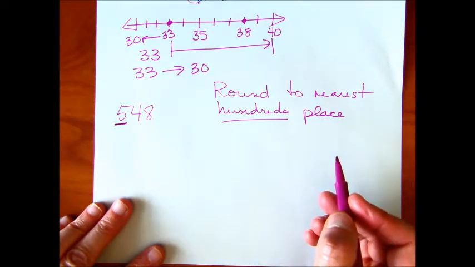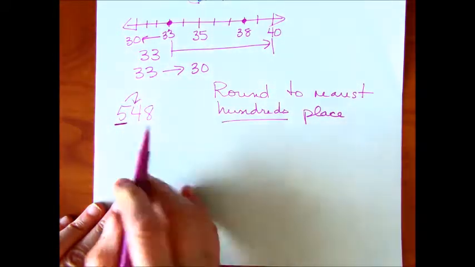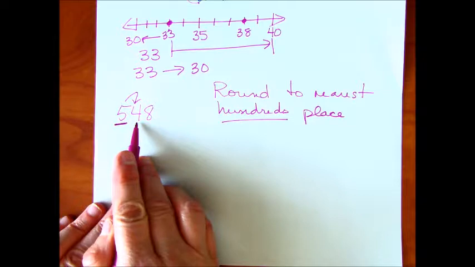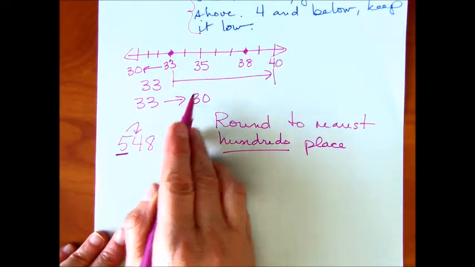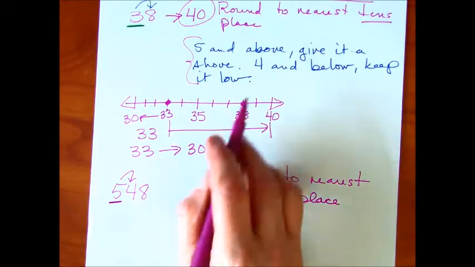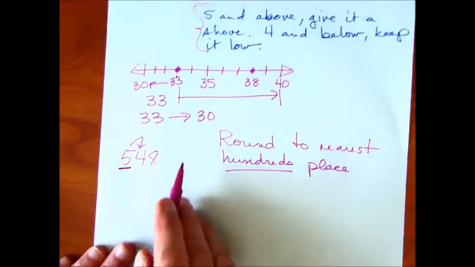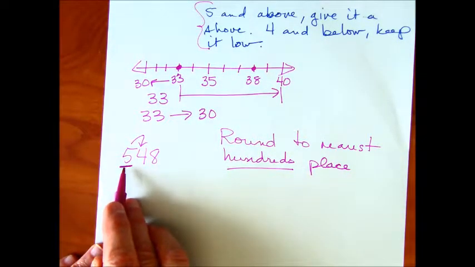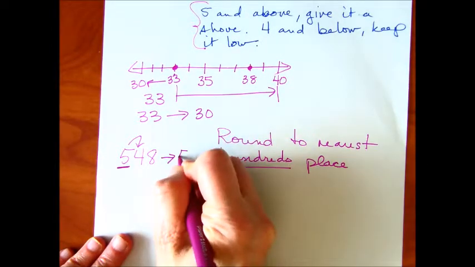And remember, before we looked at the digit to the right. So we're going to look next door. It's a 4. Okay, so this one is going to be like that last one we did with the 33. It's less than 5. Remember in our little saying, 5 and above, give it a shove, 4 and below, keep it low. So by keeping it low, what that basically means is we're going to keep the 5. We're not going to make that a bigger number. Okay, we're not changing it. So 548 can be rounded to 500.